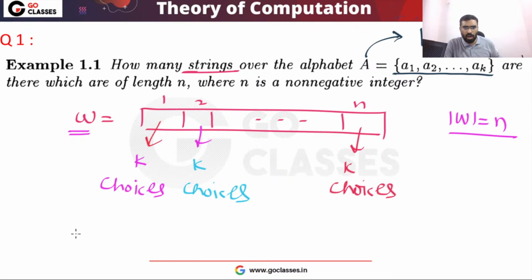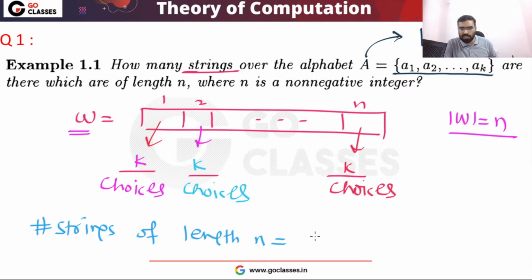So finally, how many strings of length n can you create? For every position you have k choices, so the answer will be k power n. Total n positions are there, and for every position you have k choices. By the product rule of combinatorics, which we have already seen, your answer will be k power n.